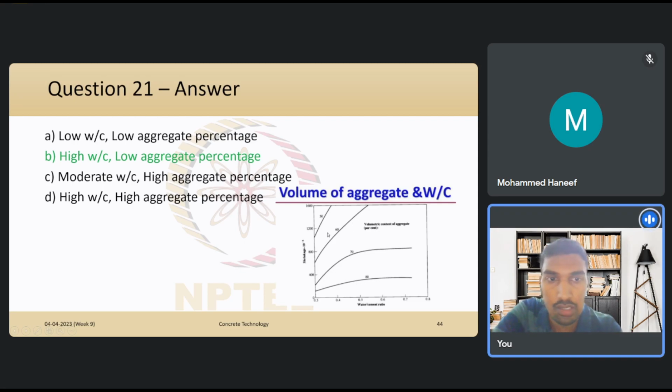Here we are talking about maximum shrinkage. So for maximum shrinkage, your aggregate percentage should be low, right? Among B and D, B has the low aggregate percentage, right? So the right combination is high water to cement ratio and low aggregate percentage, that will give you the maximum shrinkage. So the right option is B.